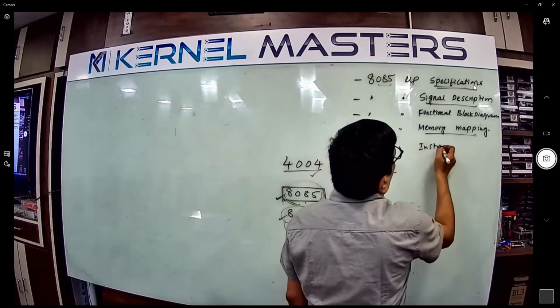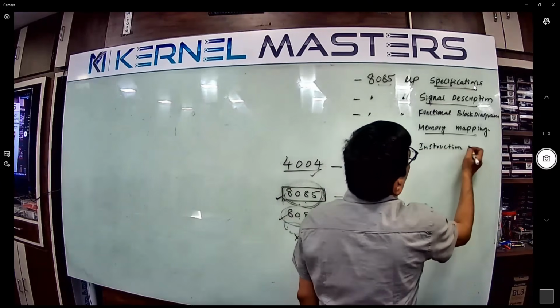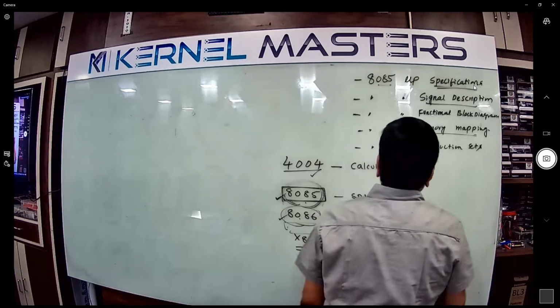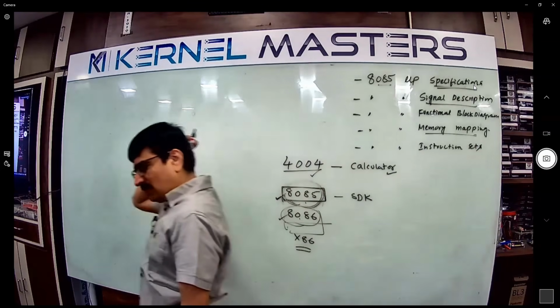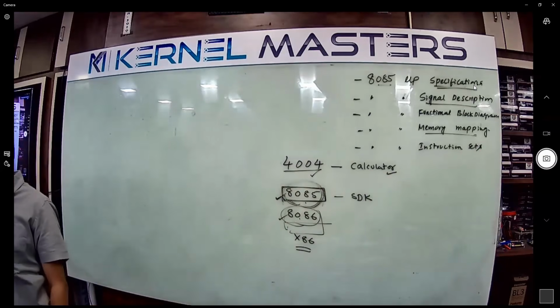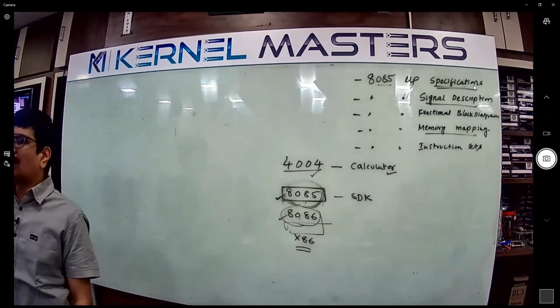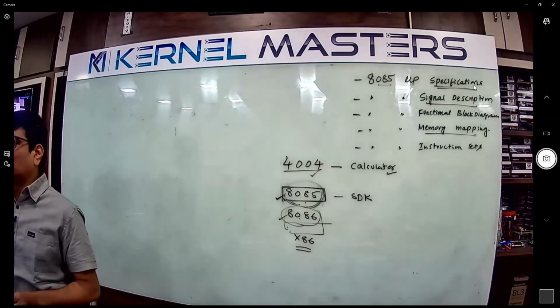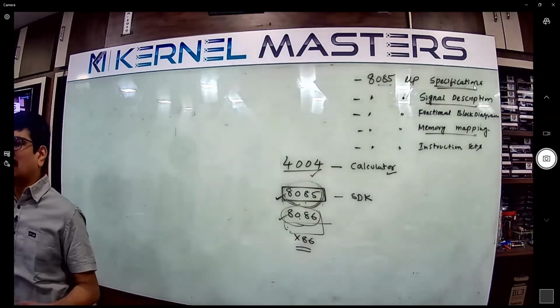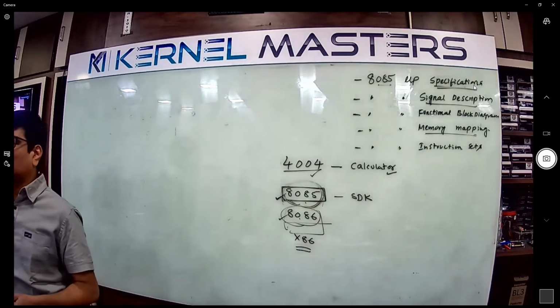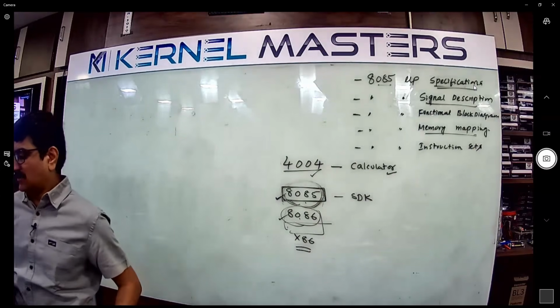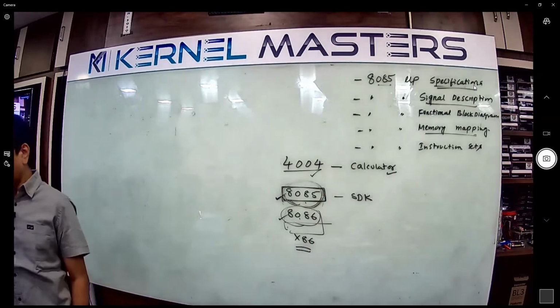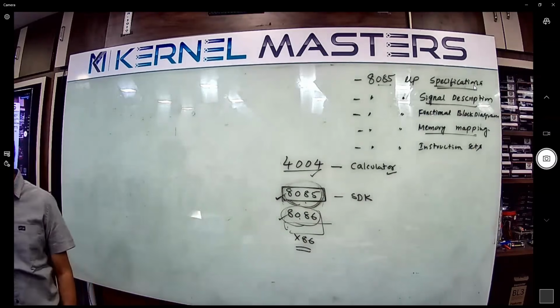Then the 8085 instruction set. What instructions are supported? The 8085 supports 74 instructions. All instructions are divided into groups. One group is data transfer, one group is arithmetic, one group is branch instructions. We are going to discuss all the groups. Then the instruction set starts.